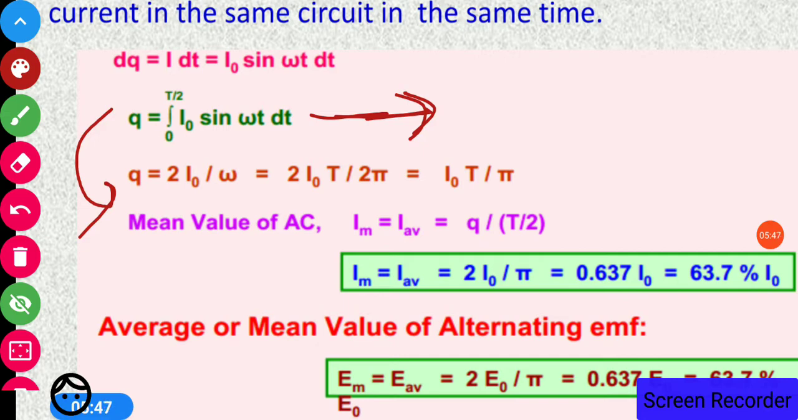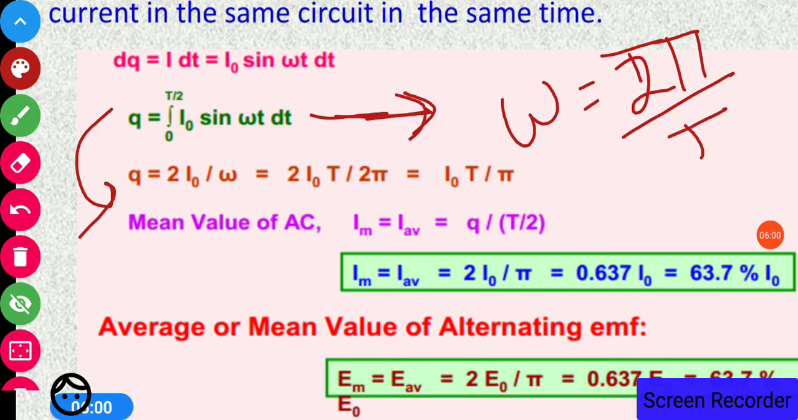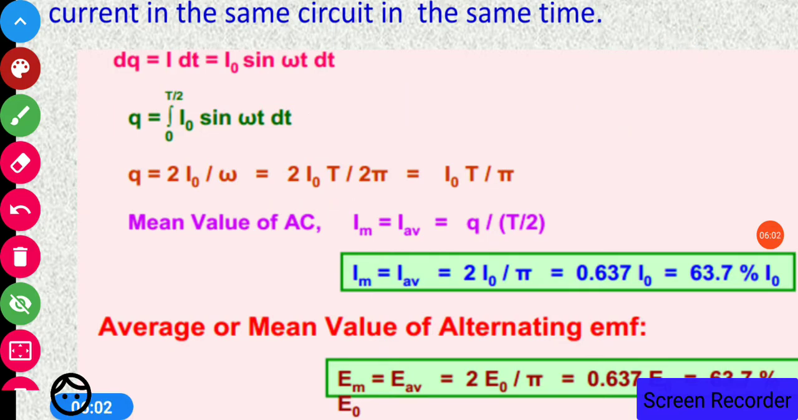And in place of omega, we know that omega is equal to 2 pi upon T. So now in place of omega, we can write this value. When you write it, this will change into 2 pi upon T. 2 pi in the denominator, T comes over. So this results to I naught T upon pi. So this is the value of the Q for the half cycle.